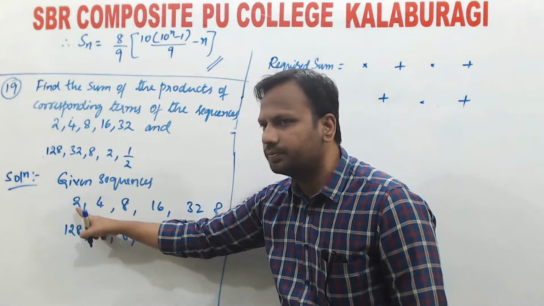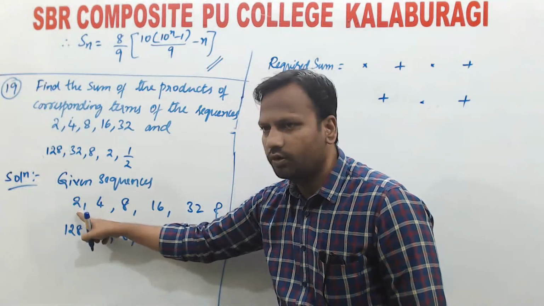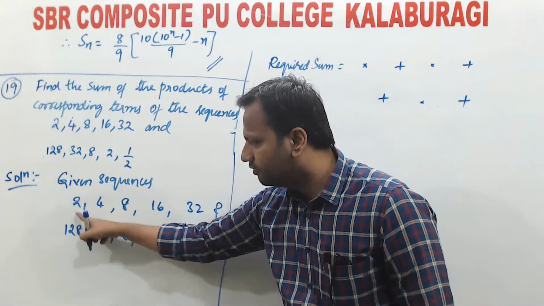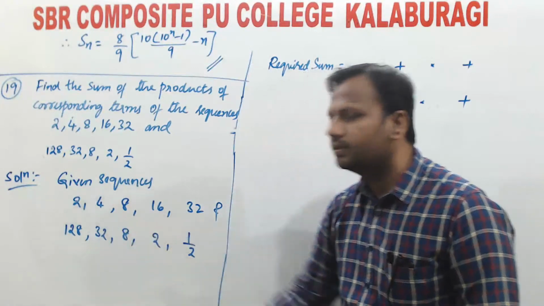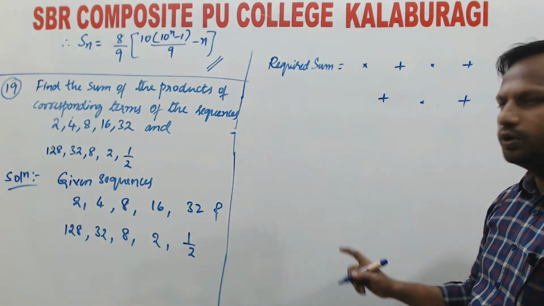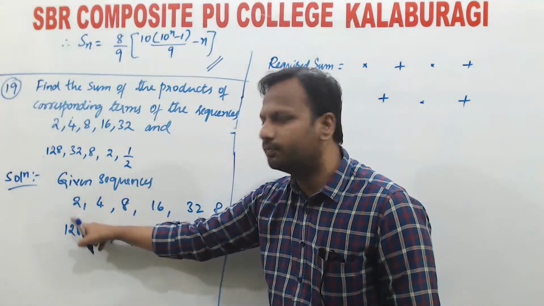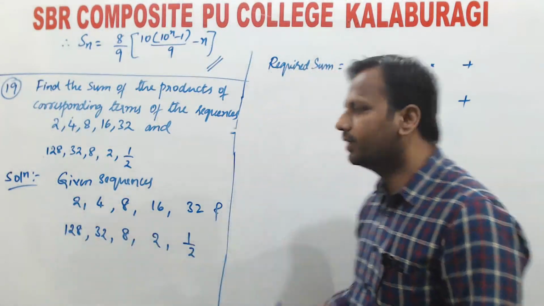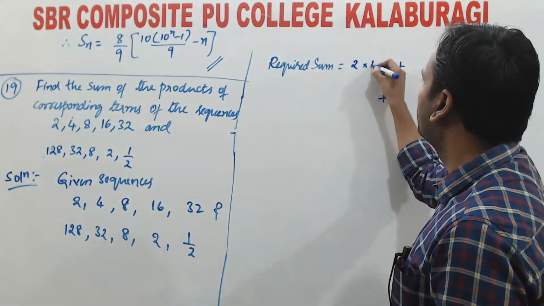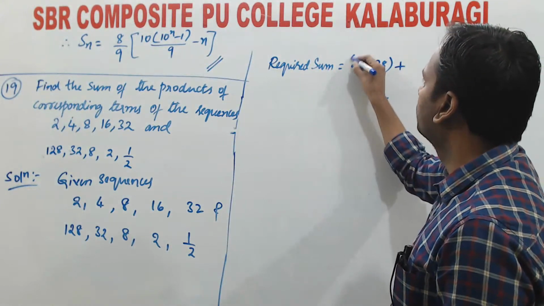Corresponding terms of the sequences means what here? I should multiply the first term of both the sequences, the second term of both the sequences, and so on. What is the first term of both the sequences here? 2 and 128. I should multiply them. Got it?